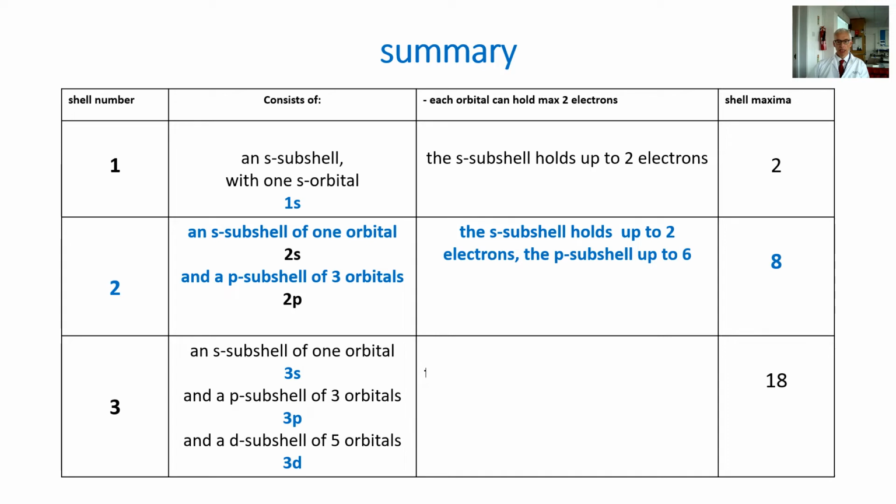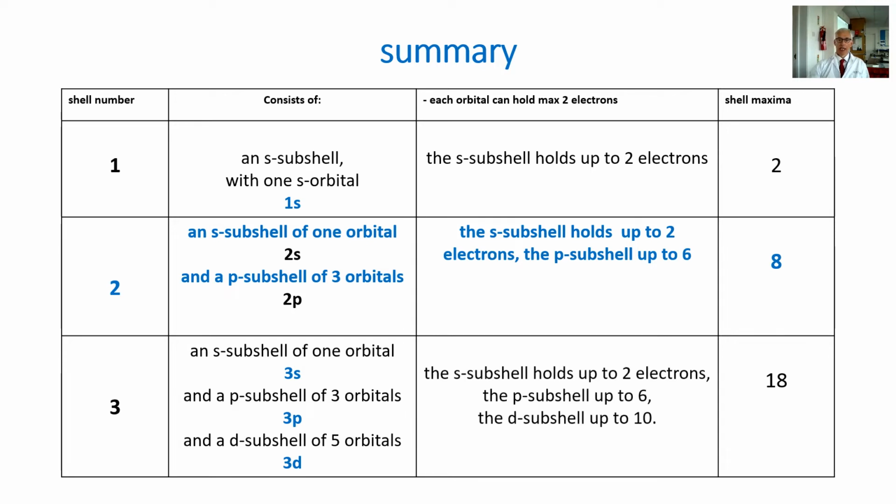So what does that mean in terms of numbers of electrons? Well, an S subshell can hold up to 2 electrons. The P subshell, got 3 orbitals, can hold up to 6, and the D subshell can hold up to 10, which means the maximum number of electrons in the third shell is 18. So before you move on, you may need to recap on this part of the lesson. This cannot be ignored, it must be known.